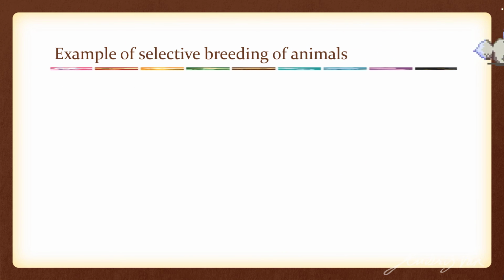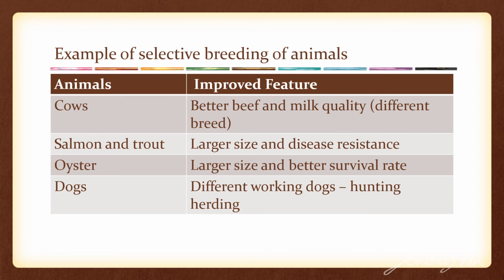So please copy this down for example purpose. For your cow, they have been bred for better beef as well as milk quality. But of course, these are from two different breeds of cow. Salmon and trout for larger size as well as disease resistance. Oyster also larger size and better survival rate. Dogs can be bred for various reasons. Like some dogs are bred for hunting, some dogs are bred for herding the sheep.